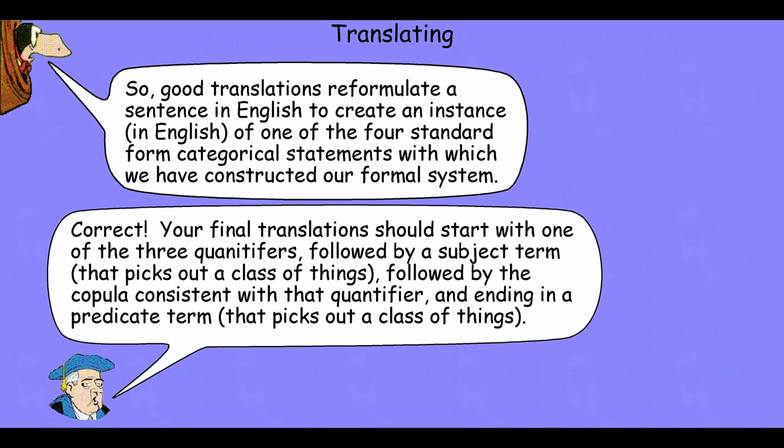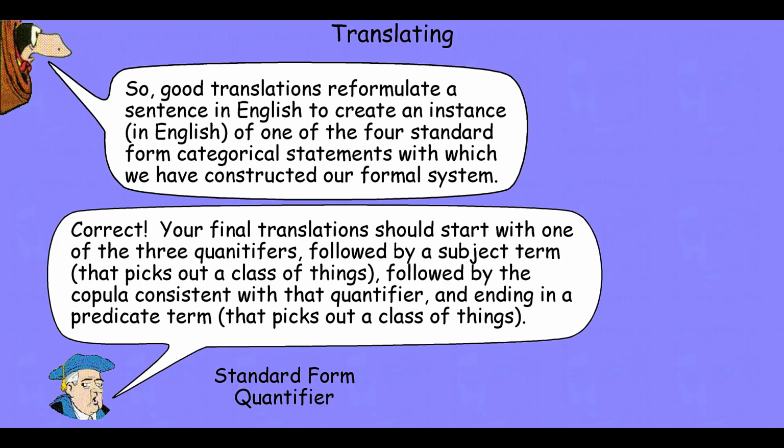Our final translations then should start with one of the 3 standard form quantifiers: all, no, or some. It should be followed by a subject term that picks out a class of things. And that should be followed by a copula, one of our 2 verb forms, are or are not, that is consistent with the quantifier that we've used. And it should end then with a predicate term that picks out a class of things. And I can't emphasize how important that part is.